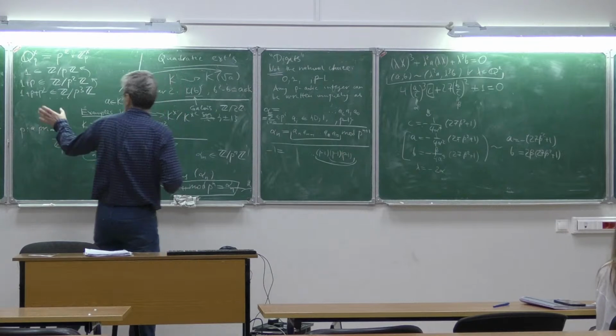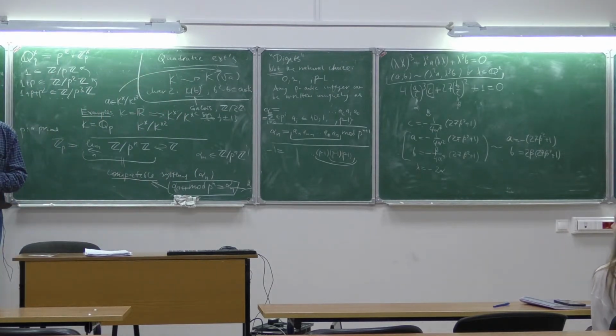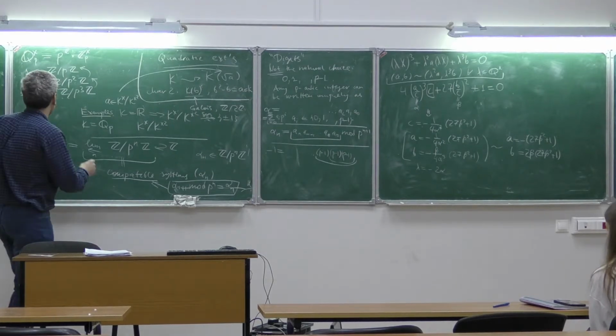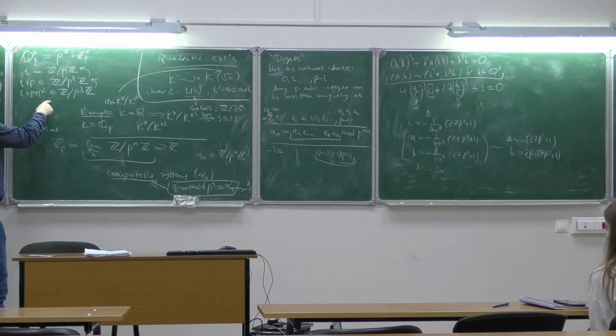But maybe I should ask you: do you know what is the sum of a geometric progression? It's 1 over 1 minus q. For instance, this one, what is this? 1 plus p plus p squared and so on. Well, I would say 1 over 1 minus p. Yes, of course, infinite.